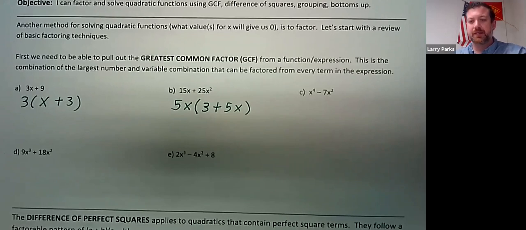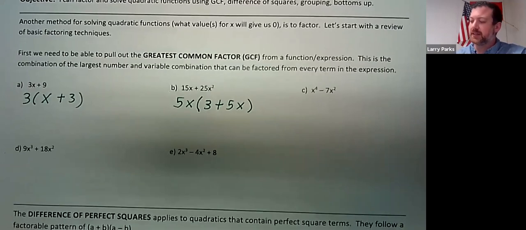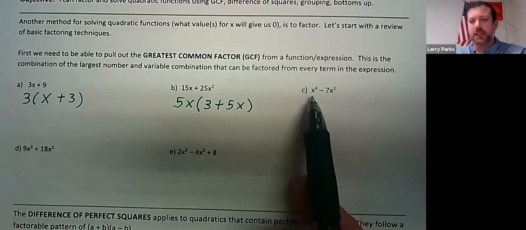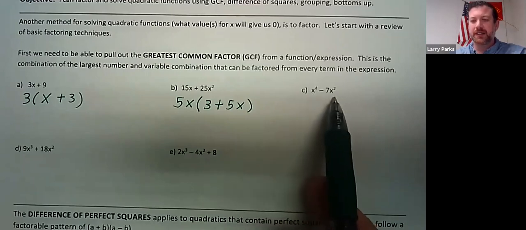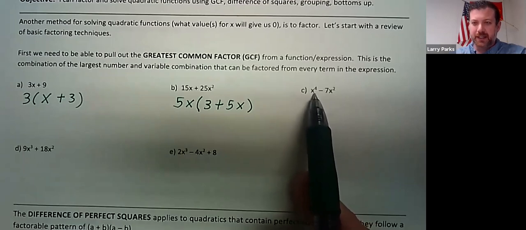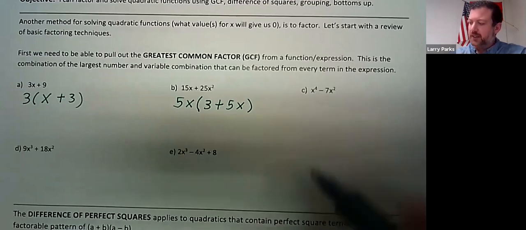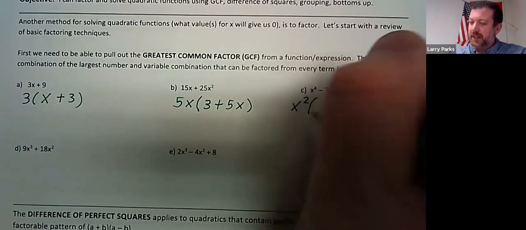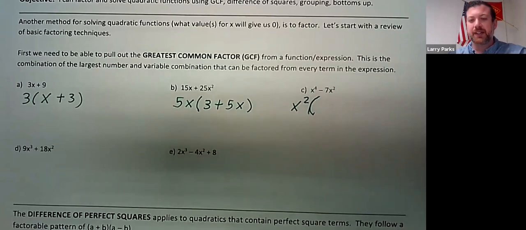Okay, now C, this is what we call a higher degree polynomial. The reason why it's called higher degree is because this is not a quadratic. This is what we call a quartic. When I look at this, I see that they both have a minimum of x squared. This has an x squared, this has an x squared. So I factor out the x squared, and then I'm left with x squared minus 7.